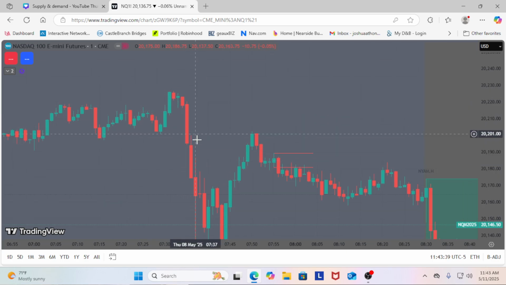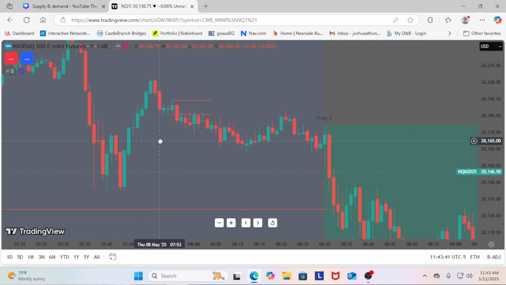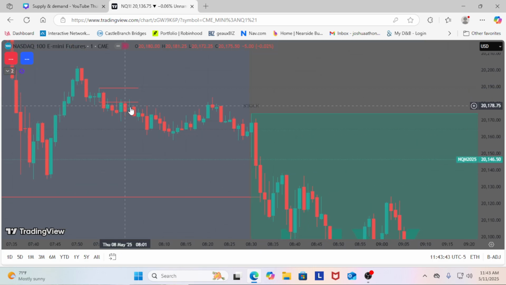Supply didn't get printed here, but if you would have taken this short, it would have been awesome. Supply prints, price falls more than 10 points, comes back up inside of the supply, then continues to fall.